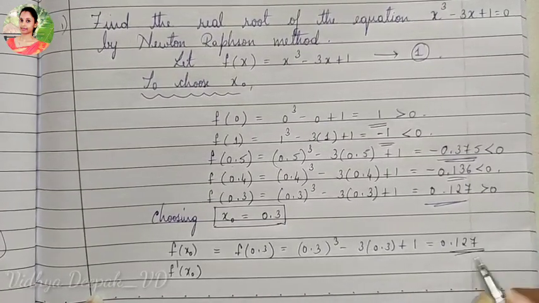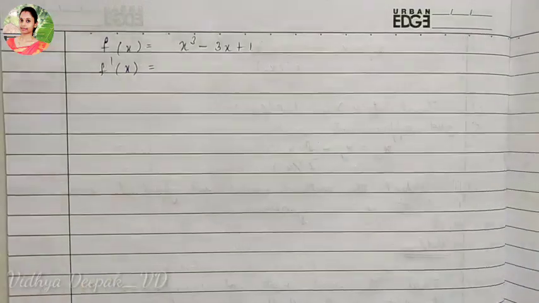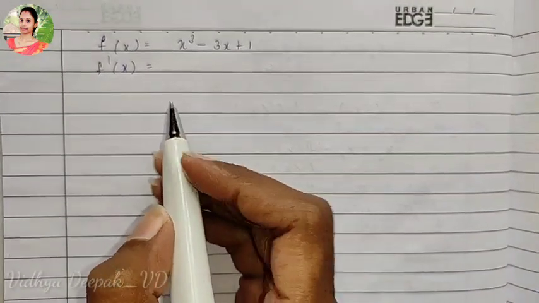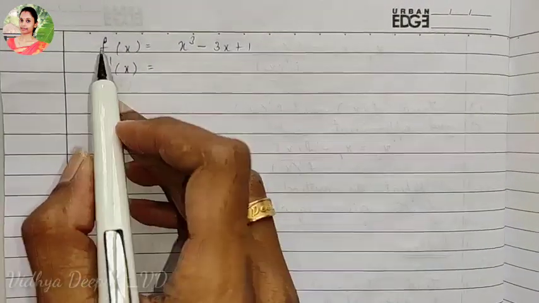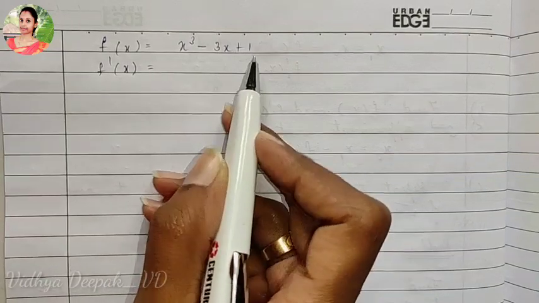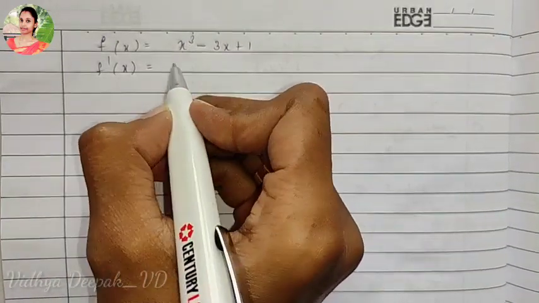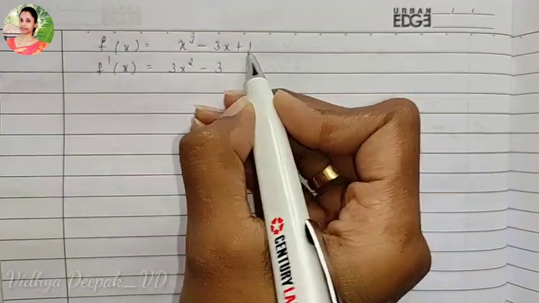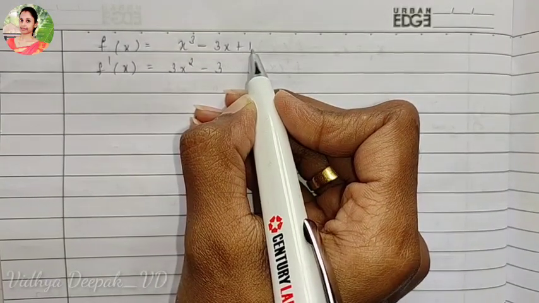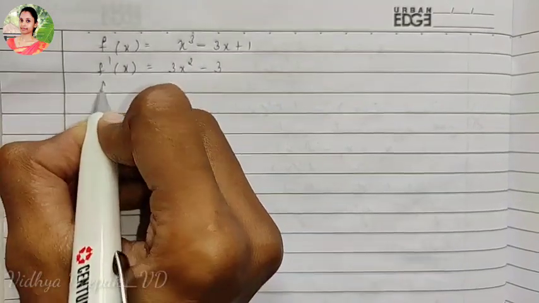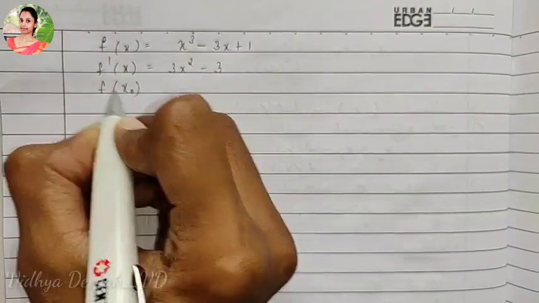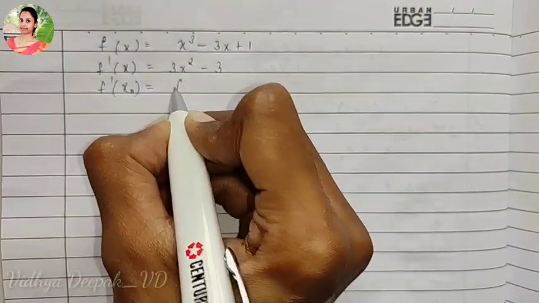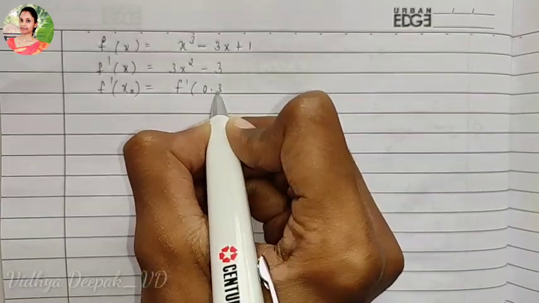f(0.3) was 0.127. We will find f dash of x naught. In order to find f dash of x naught, we should know what f dash of x is, right? So f of x is 3x cube minus 3x plus 1. Differentiate that once, we get 3x square minus 3, plus differentiation of the constant is 0. So now finding f dash of x naught, it is f dash of 0.3.